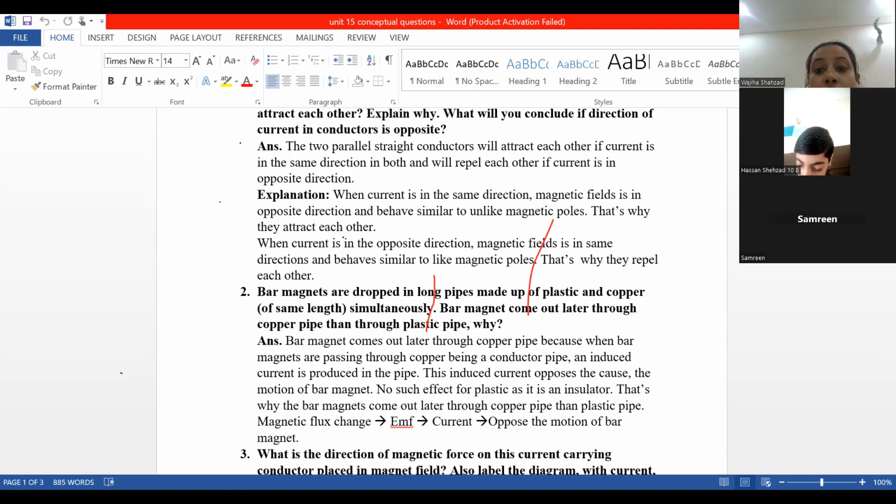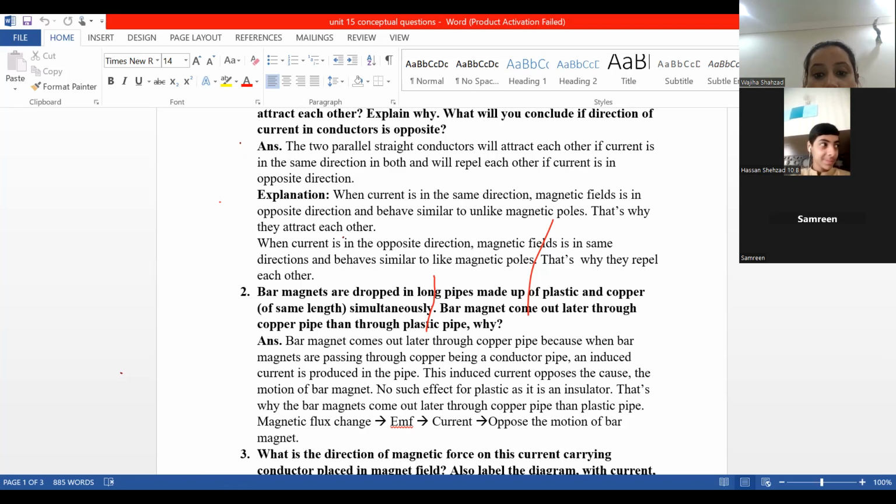It is also a reason that a number of magnetic lines will be developed, and these magnetic lines are a reason to induce a current that is produced in the pipe. So this induced current opposes the cause of motion of the bar magnet, because the bar magnet also contains magnetic lines, right? And the induced current is obviously produced due to the magnetic field lines, right? So both of them oppose each other.